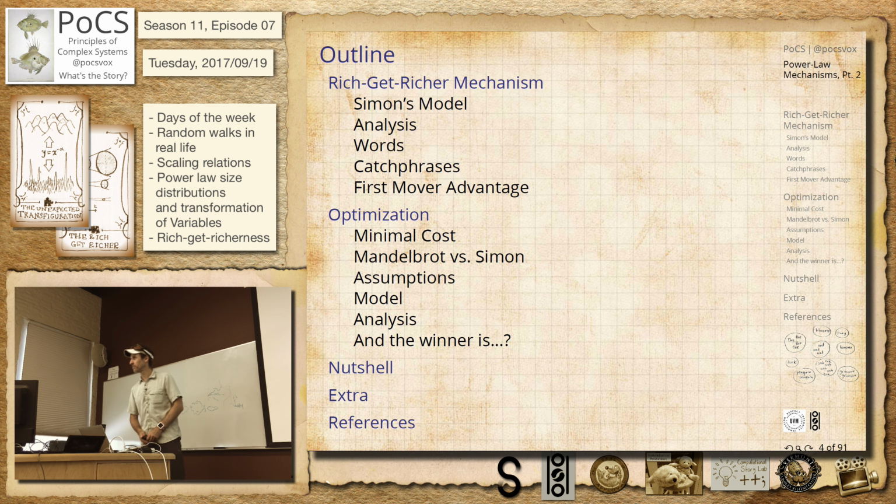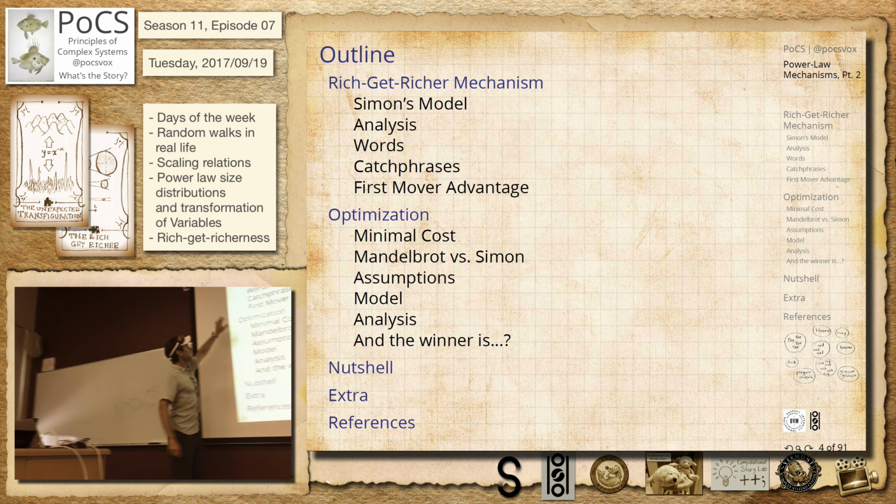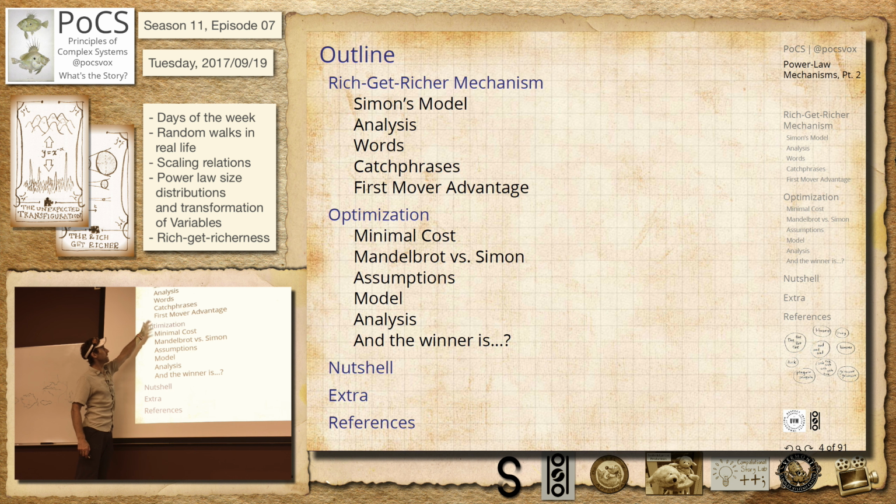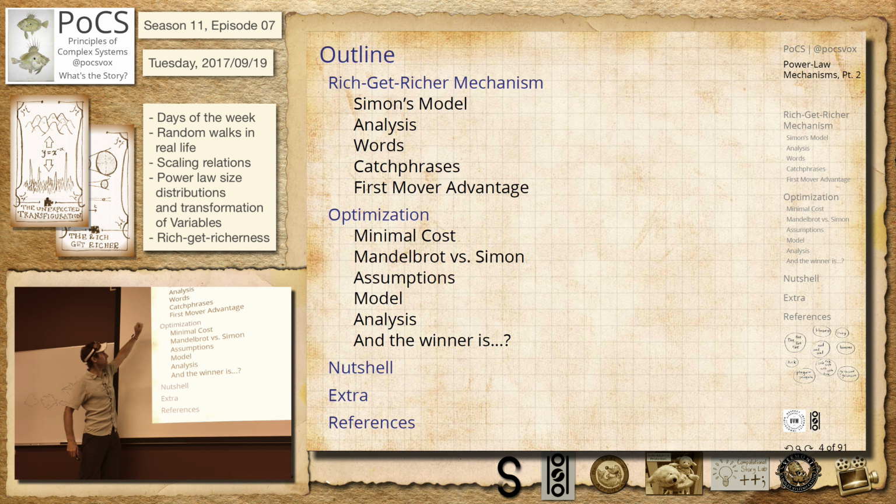All right, so here's the plan. We're going to talk about Herbert Simon's work first. So I'll frame it in this way: the rich get richer mechanism. There are many catchphrases for this. There's cumulative advantage, preferential attachment. You'll see people talking about it. And it is an enormous story for networks. And we'll get to that later. But Herbert Simon's model is the big deal, the original one.